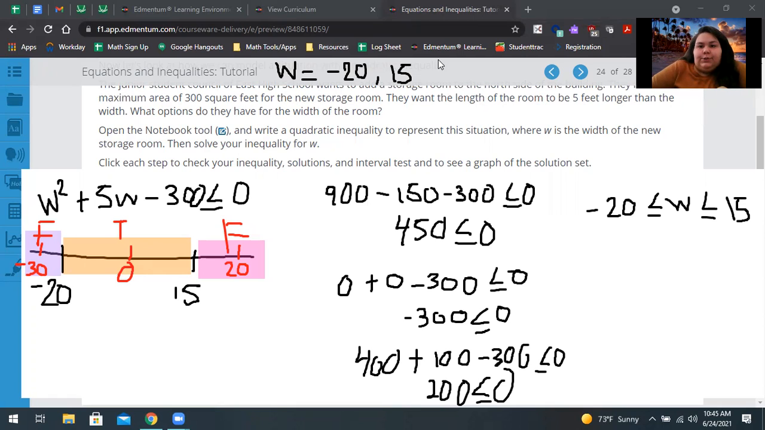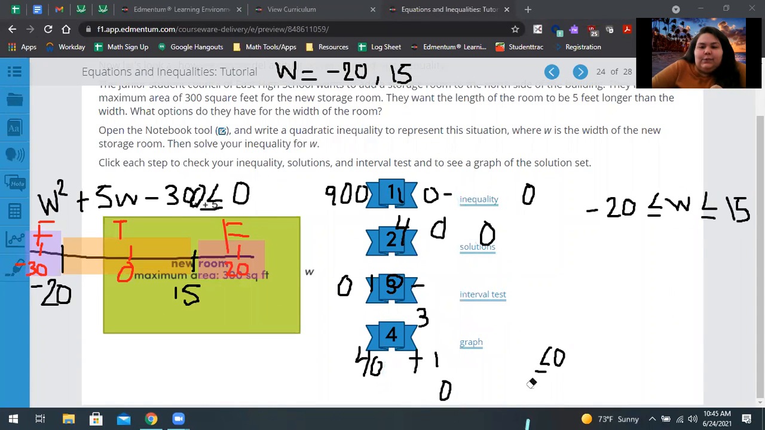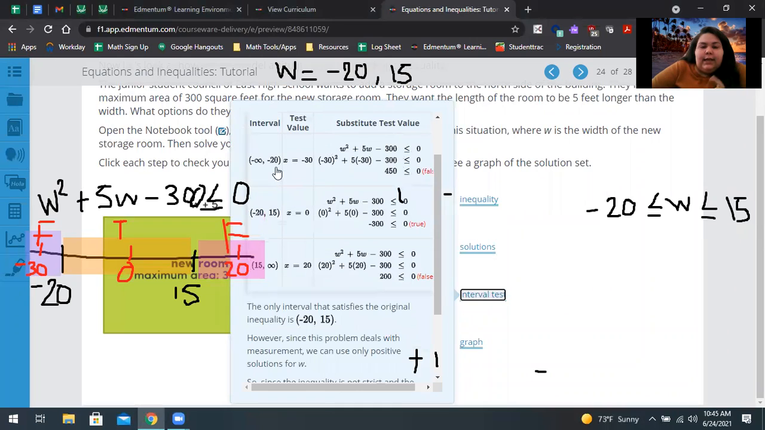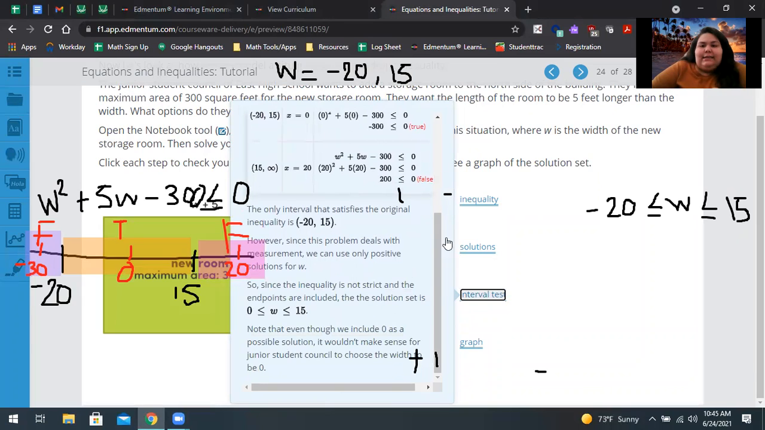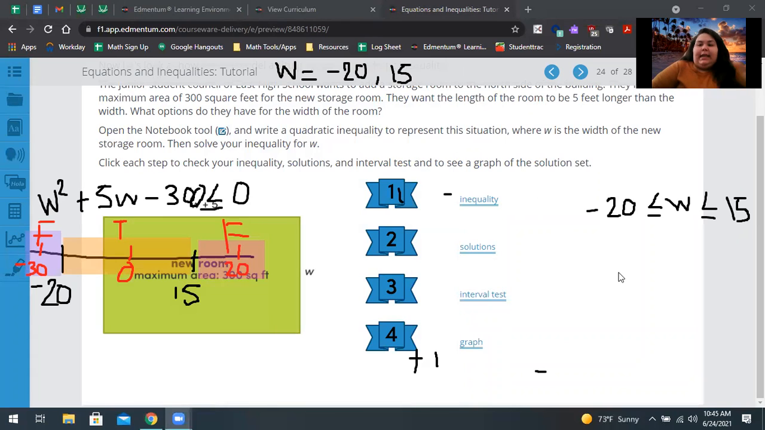So I think also here to consider, let me erase all of this here, is that when they do the interval test, they're going to get the same results as us. So if you click over here, they're going to do the interval test: false between negative infinity to negative 20, that purple area. They got true from negative 20 to 15, and then 15 to infinity is false. The thing is, I can't consider that answer that I have between negative 20 and 15, even though it works for the equation. We have to consider the context of the actual word problem.